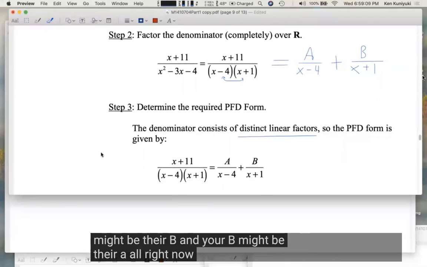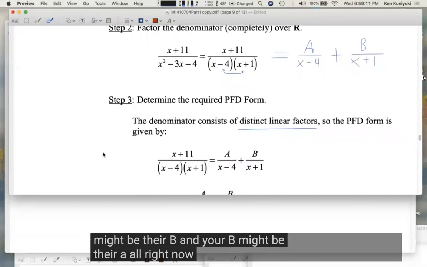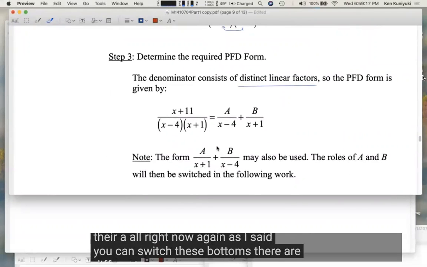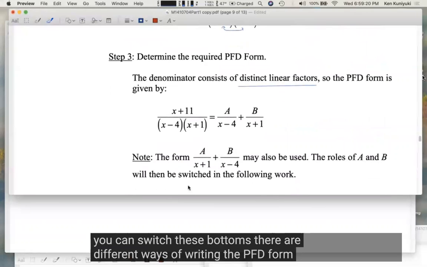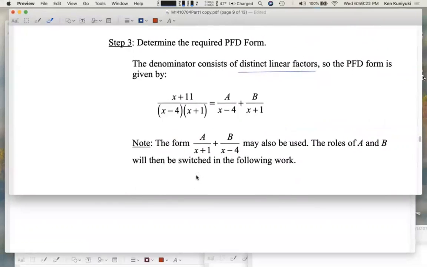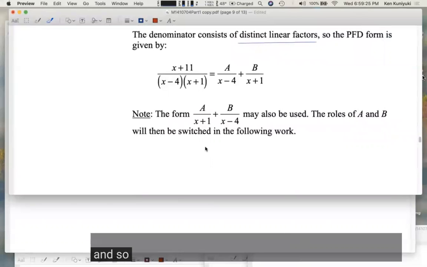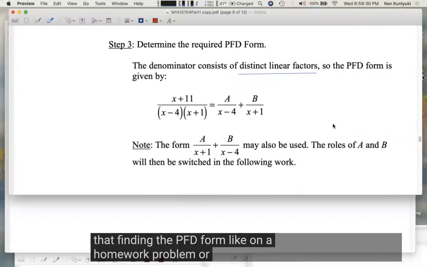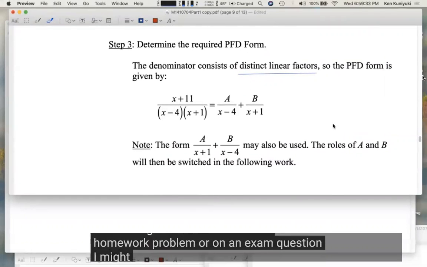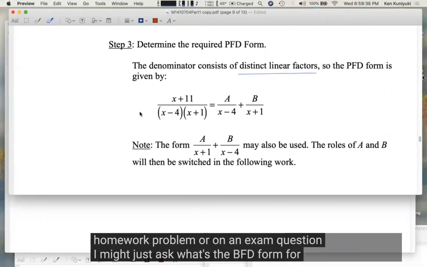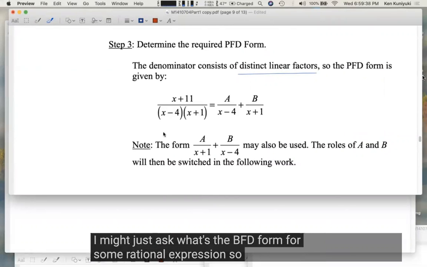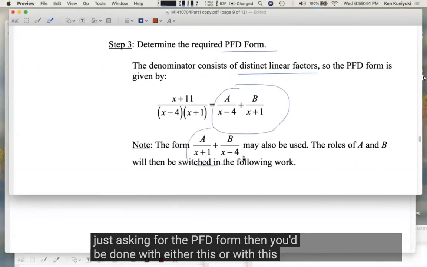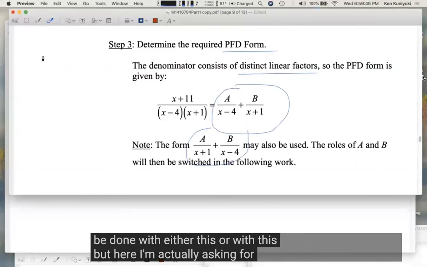All right. Now, again, as I said, you can switch these bottoms. There are different ways of writing the PFD form. And so far, that's been enough, just finding the PFD form. Like on a homework problem or on an exam question, I might just ask, what's the PFD form for some rational expression? So if I were just asking for the PFD form, then you'd be done with either this or with this. But here, I'm actually asking for the PFD.